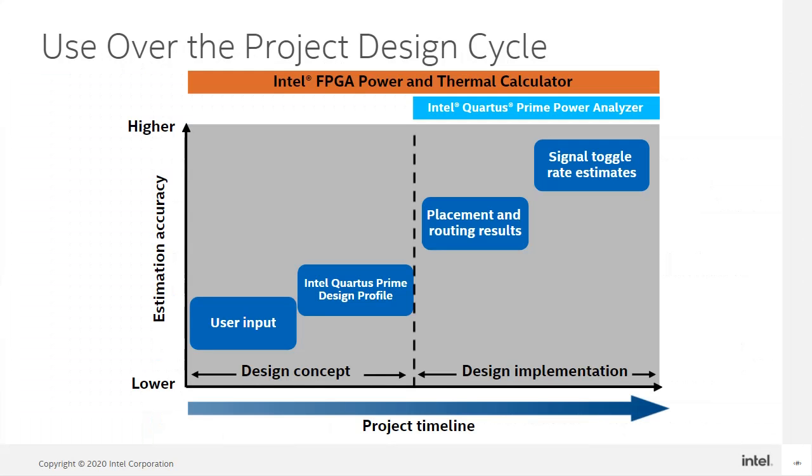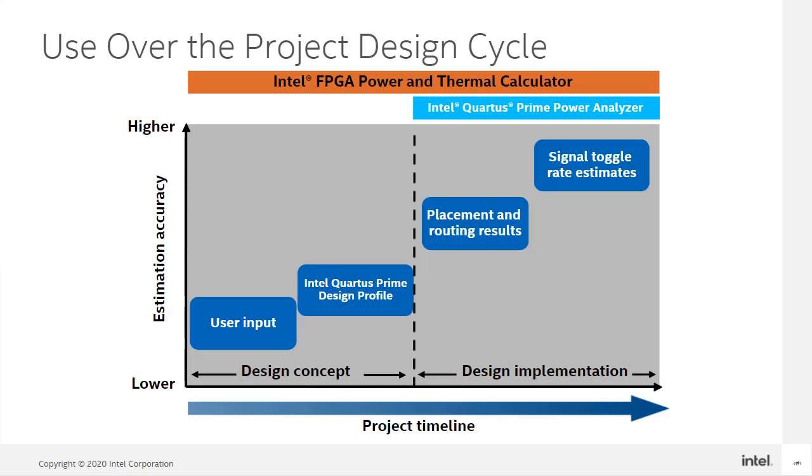This diagram illustrates the typical use of the available power analysis tools over the course of a project design cycle. Early in the design cycle, during the design concept stage, the PTC is used to start getting estimates of power based on information entered manually into the tool. Once the design is created in the Intel Quartus Prime software, a design profile can be generated and imported into the calculator, providing a more accurate early power estimate.